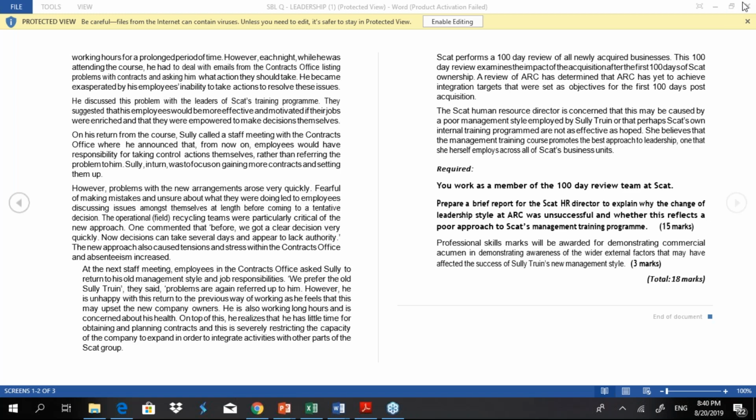For example, if the leader is absent, how will it affect the business? If the leader makes wrong decisions, how will it affect the business? How will it affect the employees? And because of that, what are the business implications?